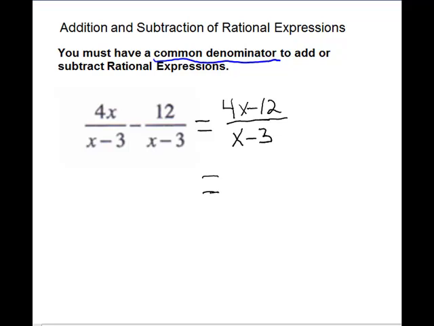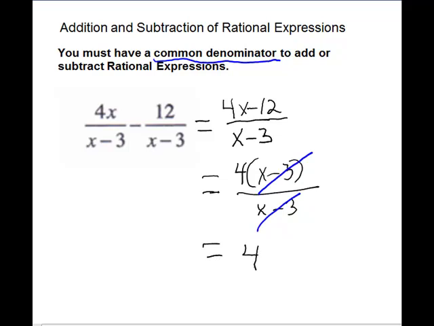So we have to try to factor. On the numerator, we can take out a GCF of 4. That leaves x minus 3. Denominator, there's nothing you can do. The exponent is 1, and there's no GCF. But we did get a common factor here. The x minus 3 will divide out and leaves us 4.